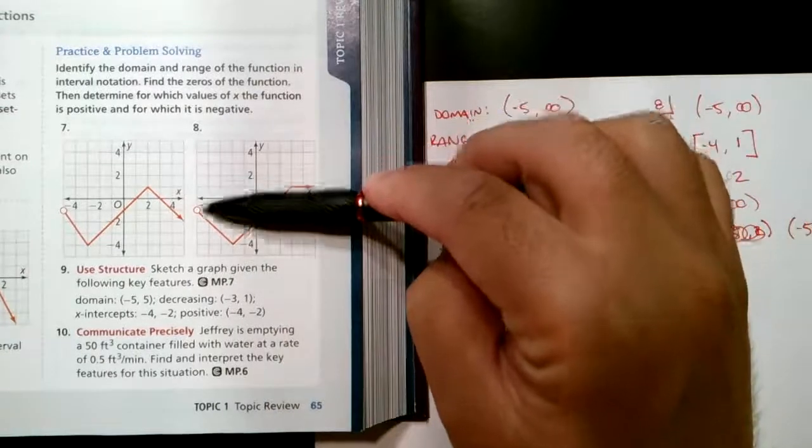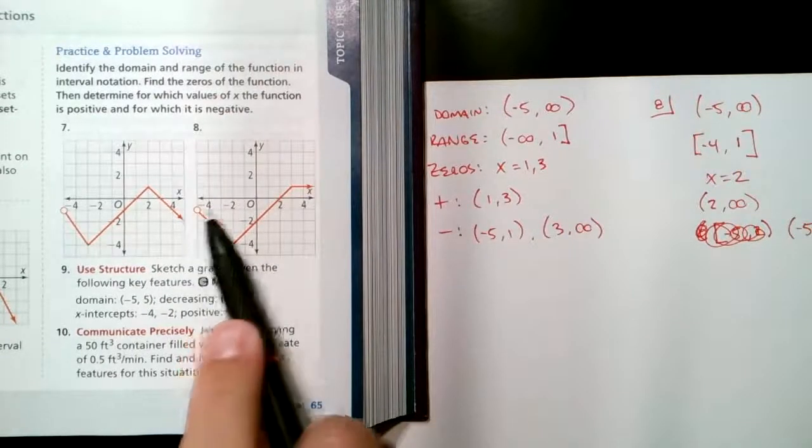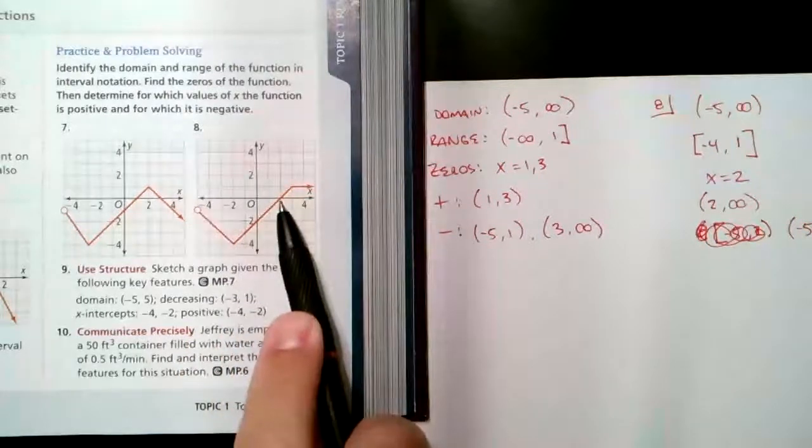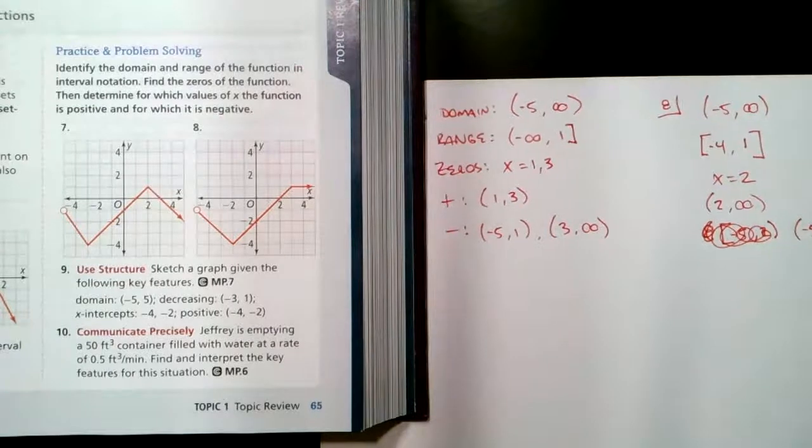So once I saw that, now I'm going to change it back to a parentheses because I don't want to include negative 5. Even though that function is below the x-axis, I'm not including negative 5. But between negative 5 all the way up to 2, it's all below the x-axis.